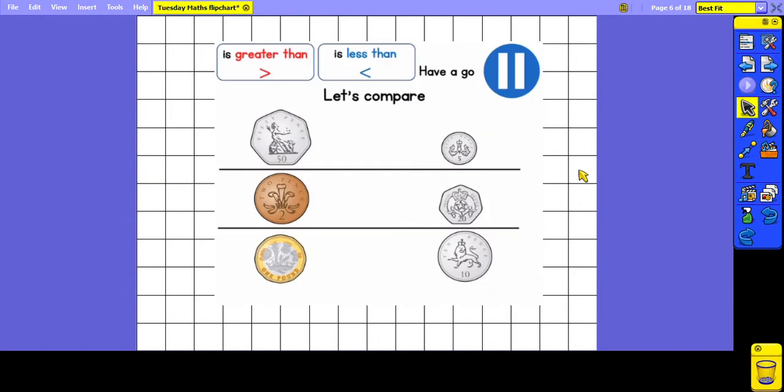And here we're going to be comparing coins. So we have got 50 pence and 5 pence. So to compare them, you're looking at their value, so how much they are worth. And you need to use the greater than or the less than symbol. So you're comparing 50 pence and 5 pence, 2 pence and 20 pence, £1 and 10 pence. Decide which symbol needs to go in which gap. So pause the video now and have a go.